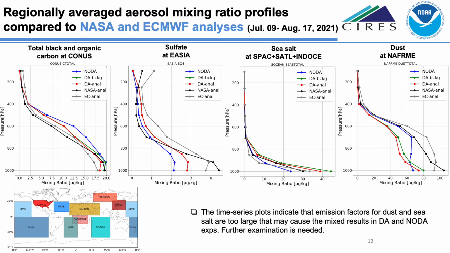However, for sea salt and dust, the results between no DA and DA are kind of mixed. We further looked at the time series plot. It shows that the emission factors of dust and sea salt are too large, which may be the reason why we see the mixed results for the DA and no DA experiments, and we are still working on that.